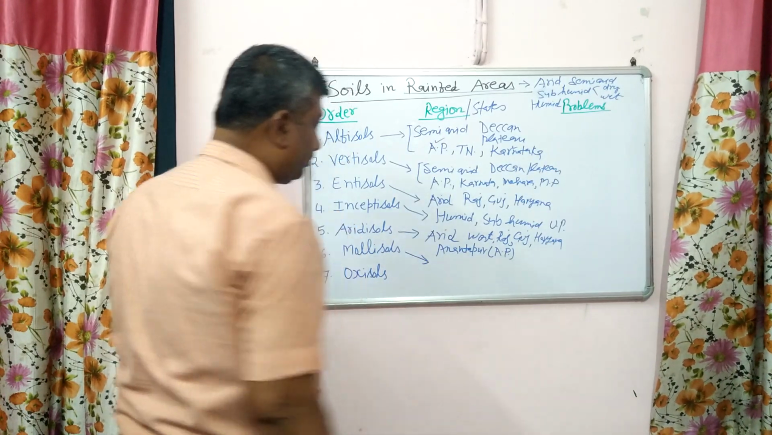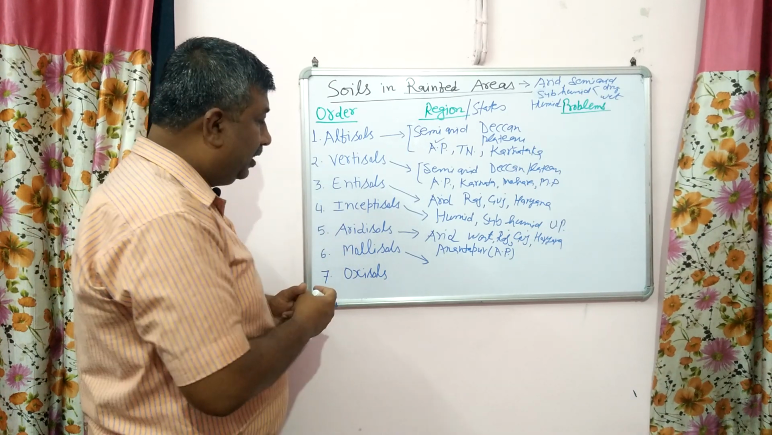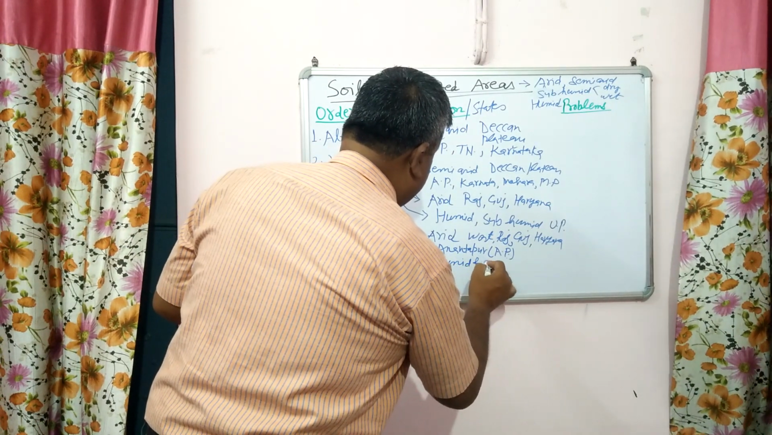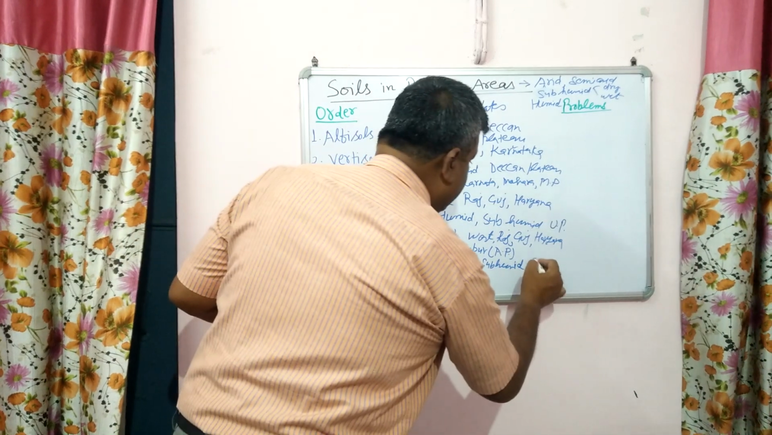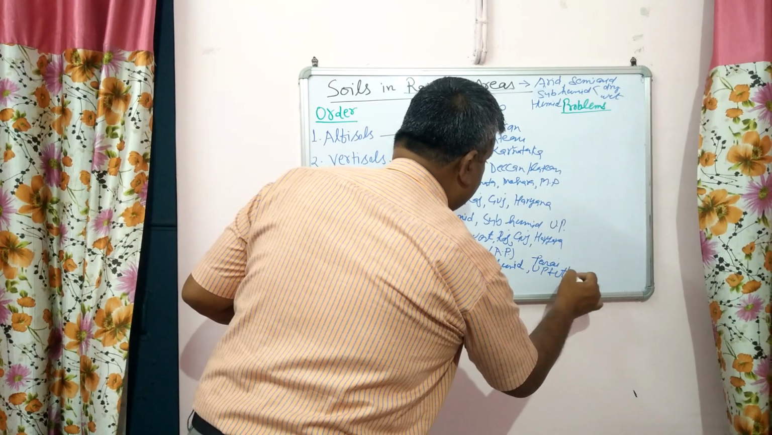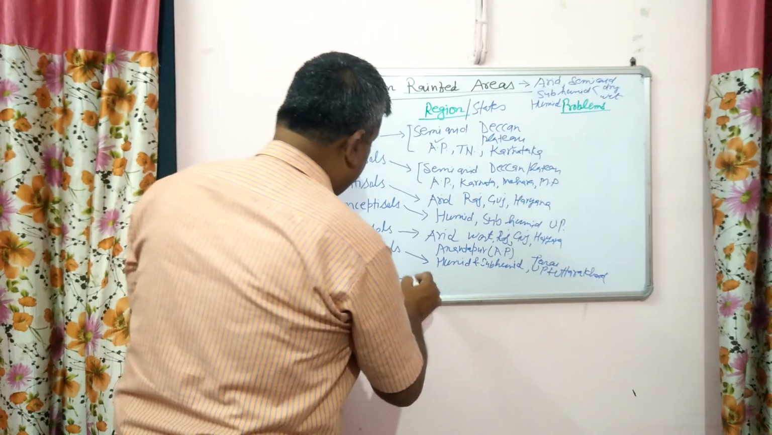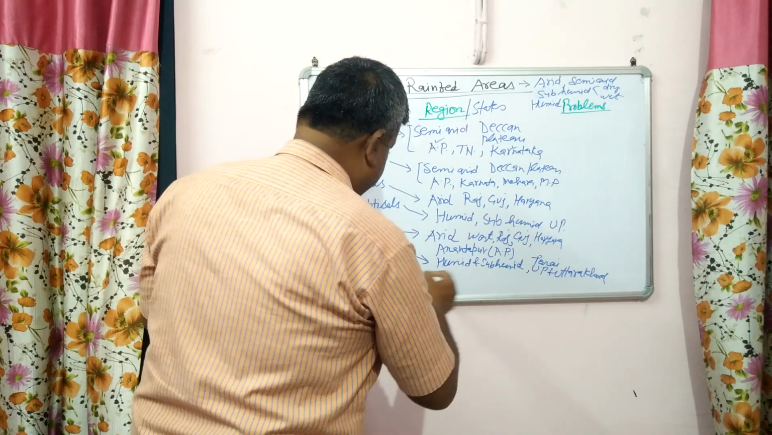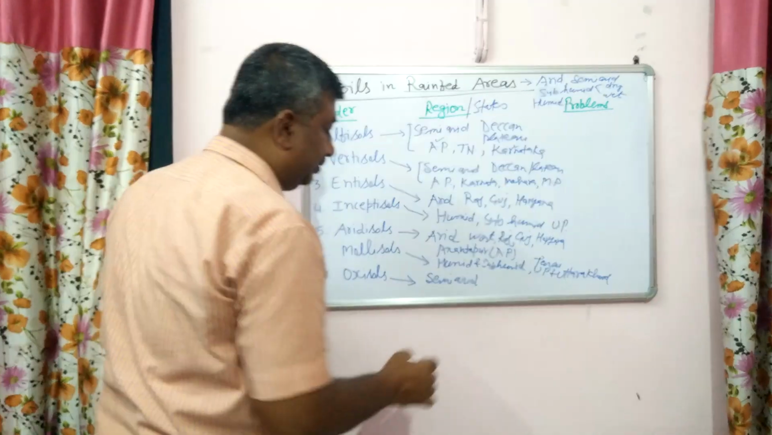Then mollisols develop under the influence of vegetation and forest, and they occur in humid and subhumid areas. They occur in forest areas, in the Tarai area of UP and Uttarakhand. These are very highly productive soils. And oxisols are highly weathered soils, and they occur in semi-arid regions, in Jharkhand and Odisha.